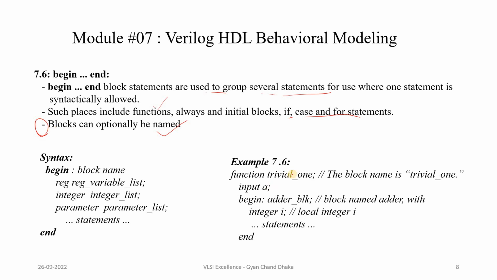Now let's see one example here. So this is a function. Here we are going to use some statements. To encapsulate all the statements, we have used the begin and end keywords, and we have also provided a name: the name for this begin and end block is adder_block. So whenever we want to disable and enable this particular function in our simulation, we can use this block name and then enable or disable.